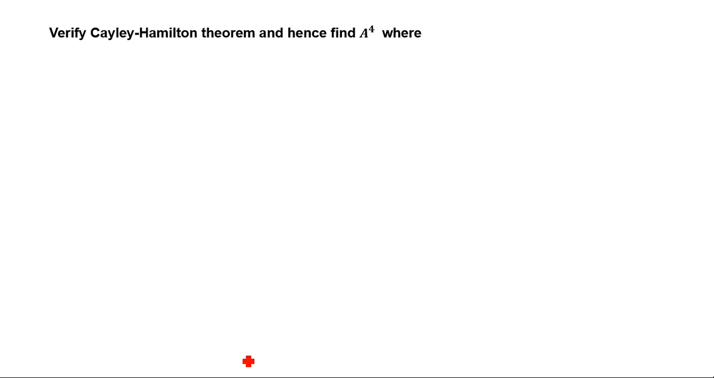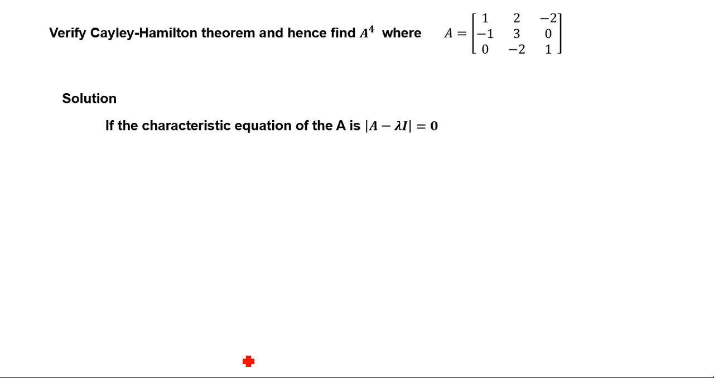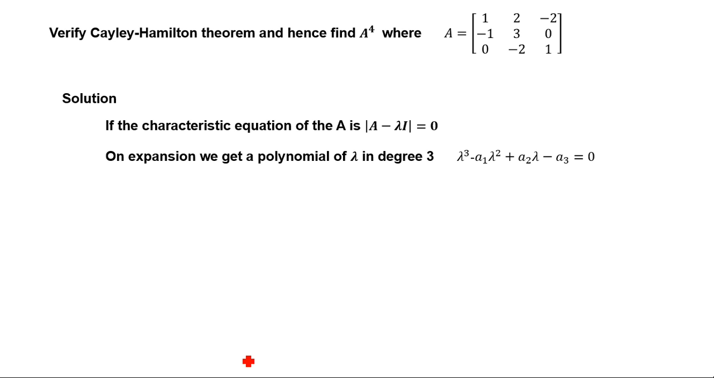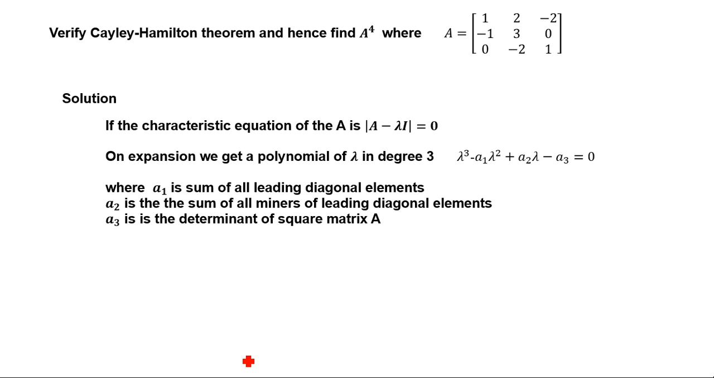Next problem is verify Cayley-Hamilton theorem and hence find A power 4, where A equal to 1 2 minus 1, minus 1 3 0, 0 minus 2 1. See the solution. So what is the characteristic equation here? A minus lambda I equal to 0. On expansion of this A minus lambda I equal to 0, we get a polynomial of lambda in degree 3. So that is lambda cube minus A1 lambda square plus A2 lambda minus A3 equal to 0.